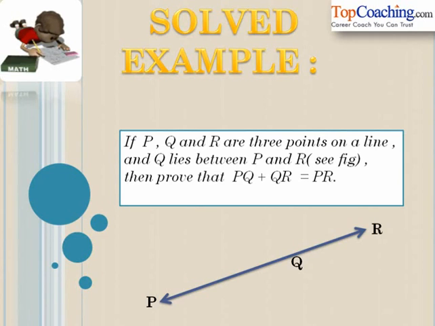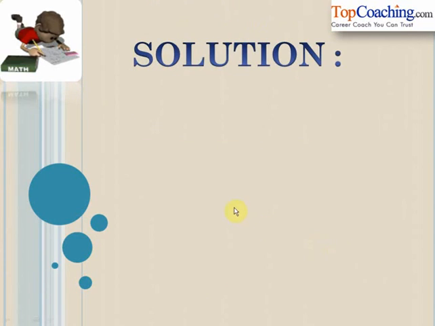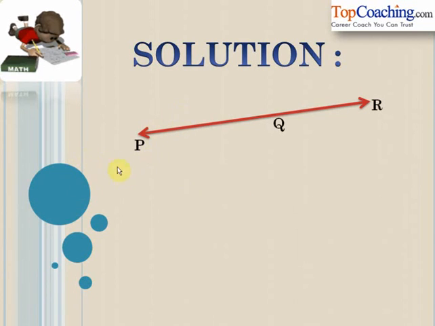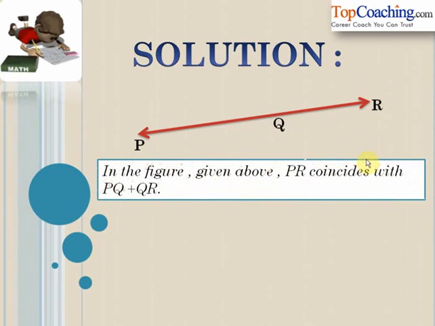We have to prove that length of PQ plus length of QR is equal to the length of PR. Thus in this problem we have to prove that PQ plus QR is equal to PR. So once again let's look at the solution of this problem. We have the line such that it has got points P, R and Q. Q is between P and R. In the given figure above, PR coincides with PQ plus QR.